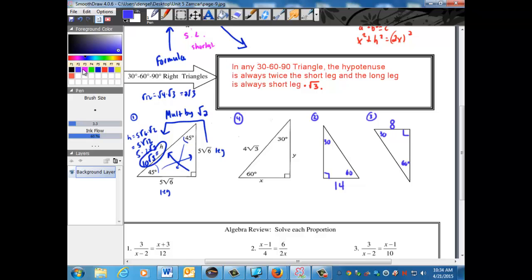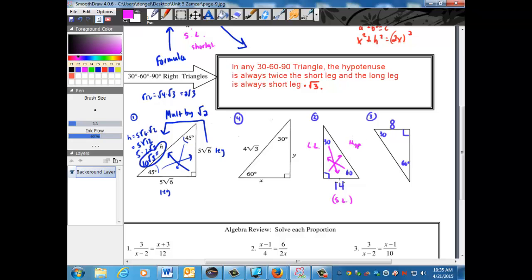Alright, so let's start off with problem number 2. Let's draw an arrow from 30 degrees, and we see that 14 has to be SL, which stands for short leg. The side opposite 60 degrees, this is going to be our long leg. And the side opposite our 90 degree angle, this is going to be our hypotenuse.